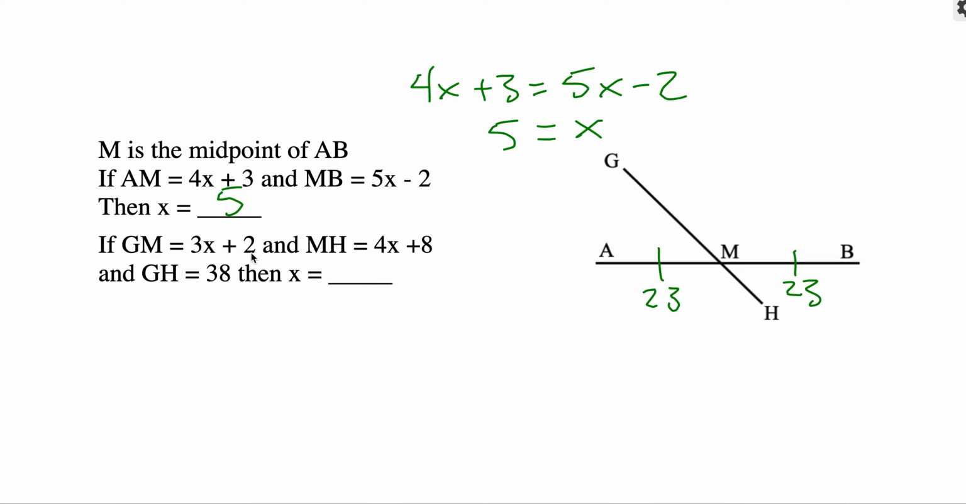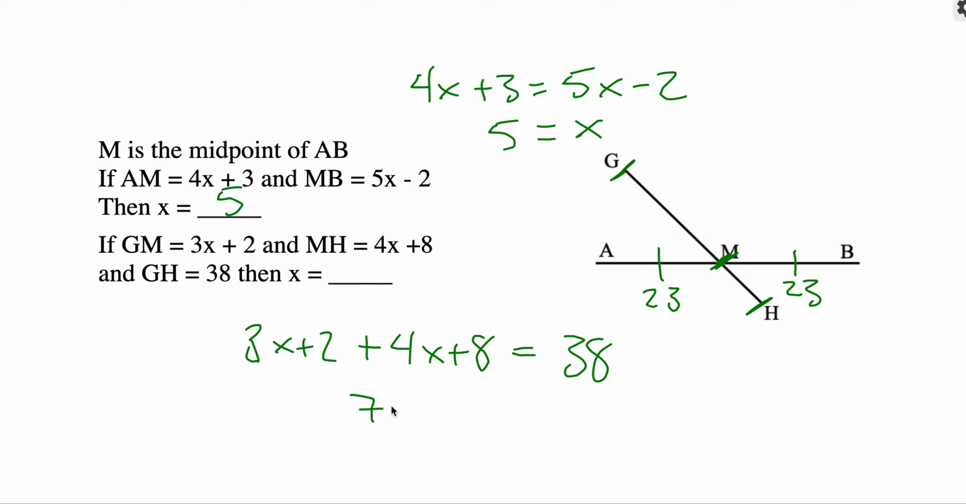If GM equals 3x plus 2 and MH equals 4x plus 8 and GH is 38, then x equals what, right? So this part of my diagram, GH, right, M is not the midpoint of GH. So all I'm going to think about here is that I know that this portion of the line plus this portion of the line, GM plus MH, is equal to GH as a whole. So 3x plus 2 is my GM plus 4x plus 8, that's my MH, is equal to 38. The total should be that GH segment. So I just work this out. 7x plus 10 equals 38.